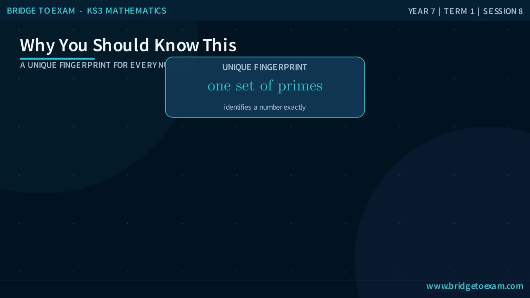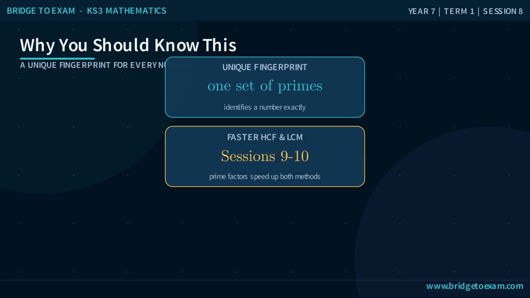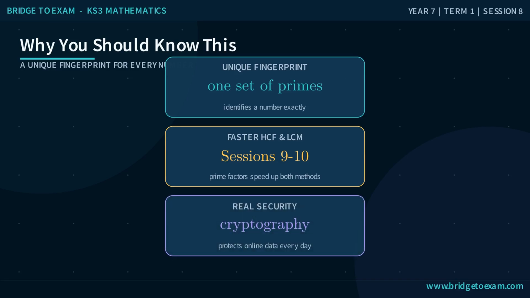Why should you know this? Every composite number breaks down into one unique set of prime factors, like a numerical fingerprint. That fingerprint makes finding the highest common factor and lowest common multiple far faster, exactly the methods used in the next two sessions. And prime numbers underpin real security systems that protect data every single day.